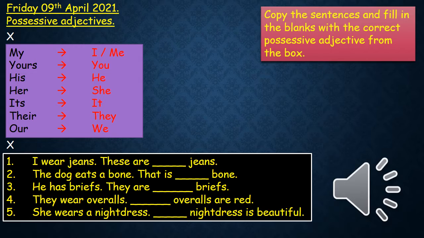And number 5, she wears a nightdress. Blank nightdress is beautiful. All right, there's only 5 sentences, but there are 7 possessive adjectives. So don't be tricked. Make sure you choose the correct one for the correct blank. Boys and girls, you will have 10 minutes to copy everything here. So please get ready. Your 10 minutes will start in 3, 2, 1.